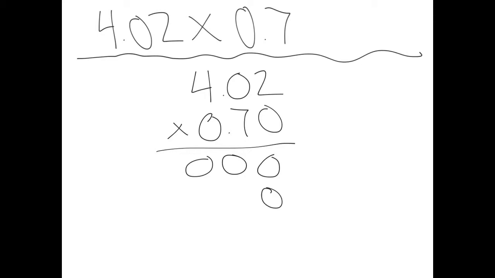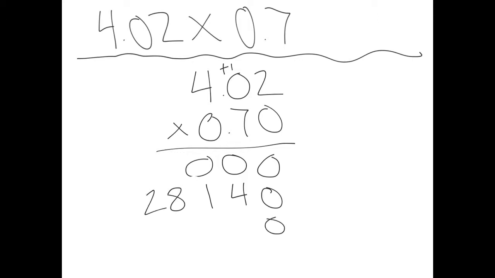7 times 2 is 14. We're going to add the 1. 7 times 0 is 0, plus 1 is 1. And then 7 times 4 is 28.